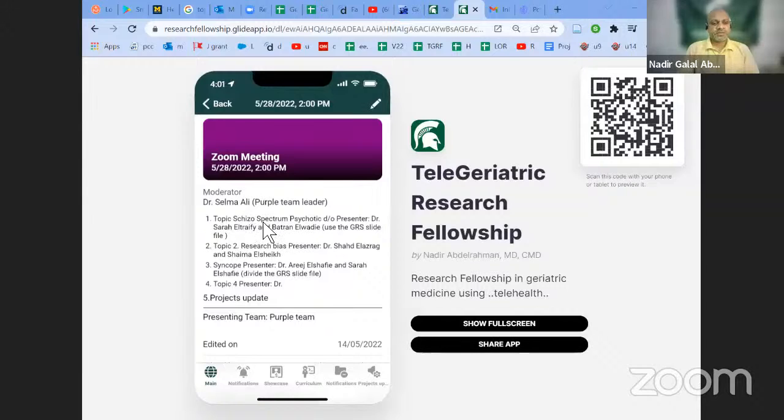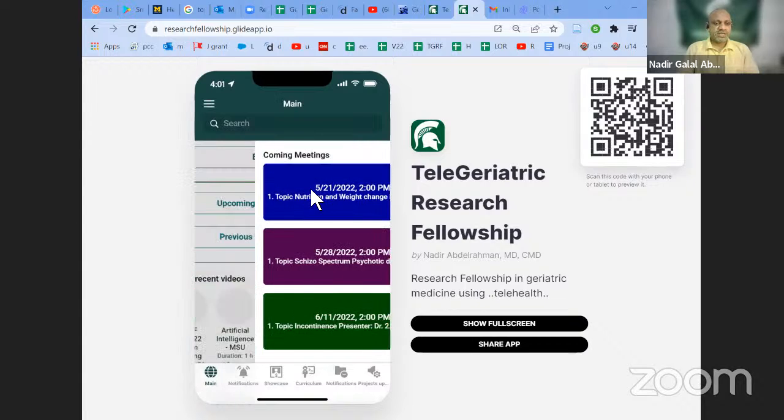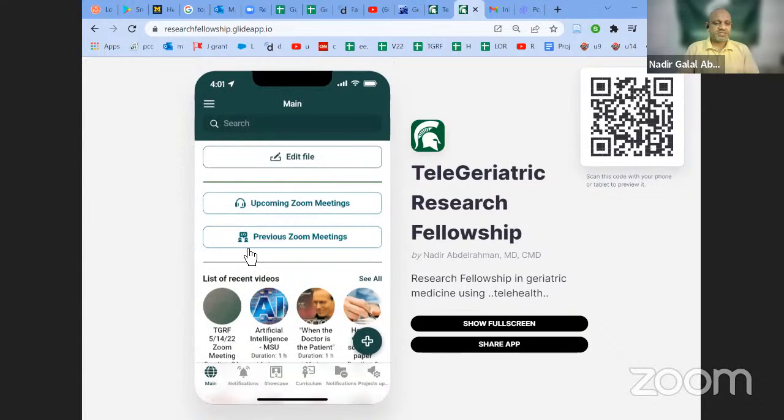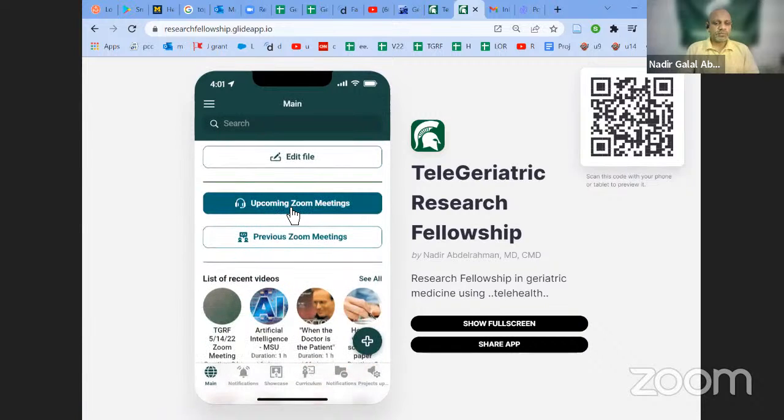So the first topic, we will talk about schizophrenia and psychotic disorders. And if you scroll down, when you go to the home page, for instance, we go down to upcoming Zoom meetings.